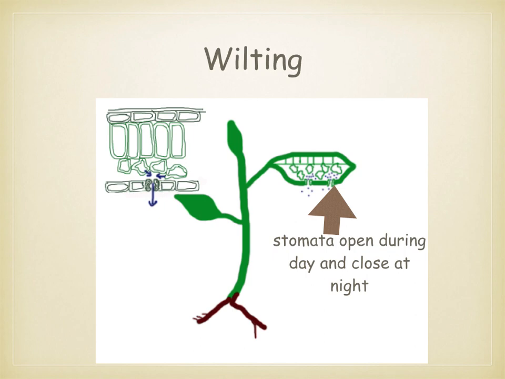So let's have a look at wilting. Why do you think more transpiration takes place during the day compared to at night? Well, this is because the stomata are open during the day and they're closed at night. So the stomata are open during the day so that carbon dioxide can diffuse into the leaf. Remember that carbon dioxide is the raw material for photosynthesis, and it diffuses through the stomata into the chloroplasts inside the mesophyll cells.